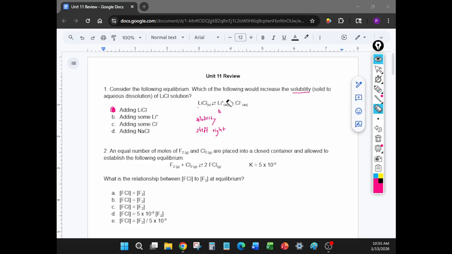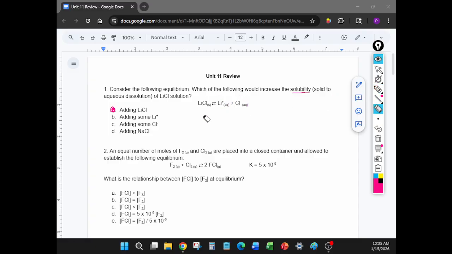If you take a look at B, you are adding Li+. Li+ is a product. So if I add more of this, which way is equilibrium going to shift? Yeah, to the left. So that's the problem. So that's why B doesn't work. Same thing with C, because it's chloride, right? It's also going to shift it to the left.